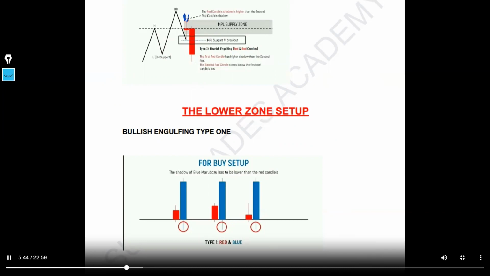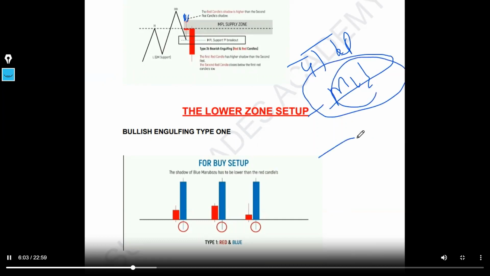So let us see about the lower zone. Remember, we said we are having three types of zones. We are having the top zone, which can be called the upper zone. We have the mid zone. This is very profitable, very profitable. And the third one is the lower zone. We are going to talk about all of these zones. You have to note them, guys. So here, let us go.